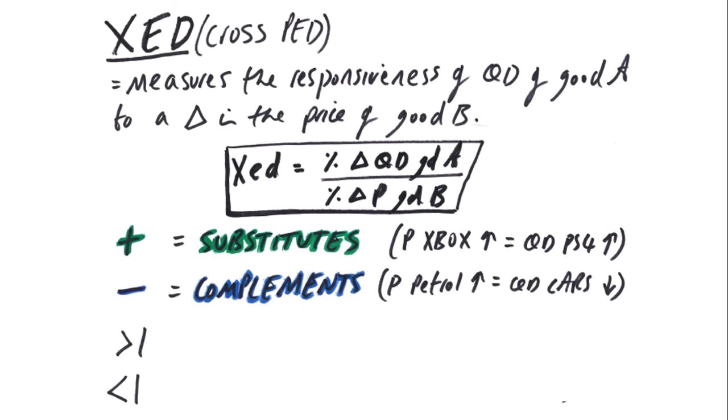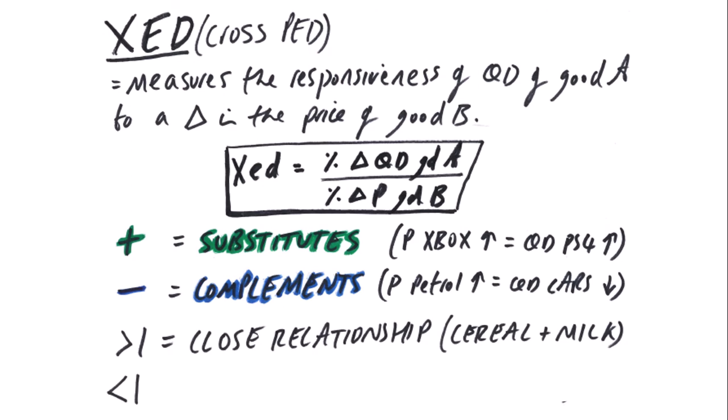So for example, if the price of petrol goes up, we should see a fall in the long term in the demand for cars, as they are complements. Hopefully as well, you've got, if the answer is elastic, it means they have a close relationship. So perhaps complements like cereal and milk. If the price of cereal goes down, you may see a large increase in the demand for milk, as they are close complements in this case.